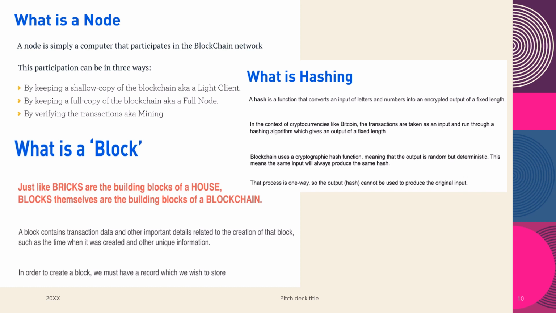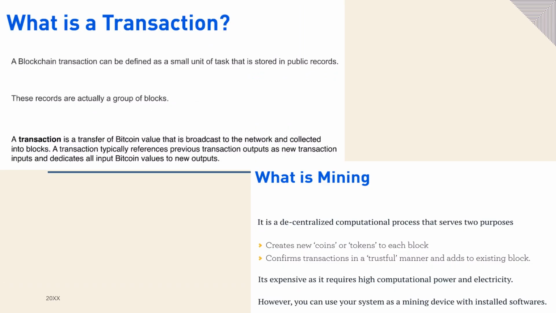So blockchain uses a cryptographic hash function, meaning that the output is random but deterministic. This means that the same input will always produce the same hash. The process is one way, so the output hash cannot be used to produce the original input, right?